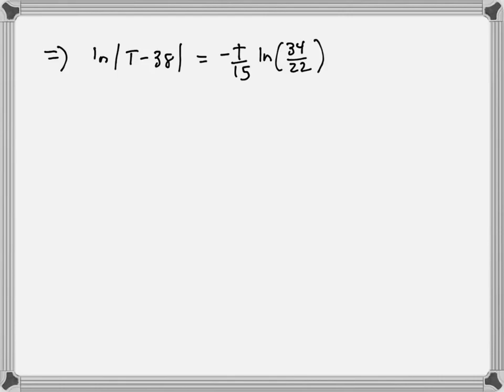So let's rewrite it on the next line. This means that the natural log of T minus 38 is equal to negative t over 15 ln of 34 over 22 plus ln of 34. Okay, so this is my differential equation solution. It's a very particular solution, right?